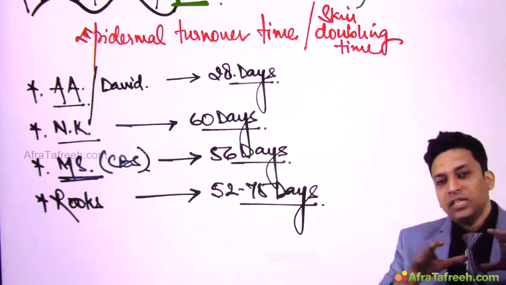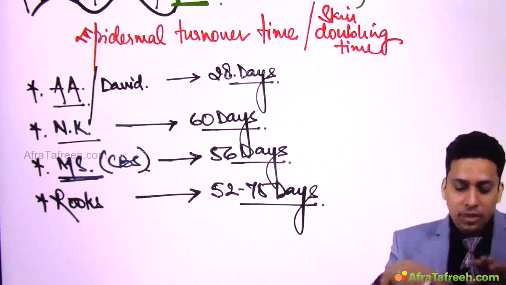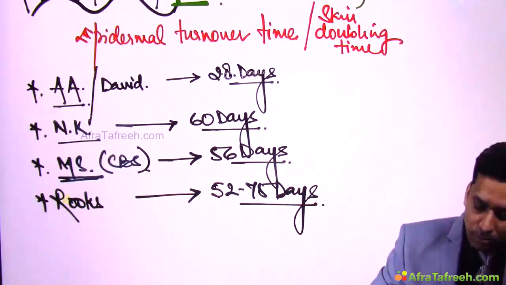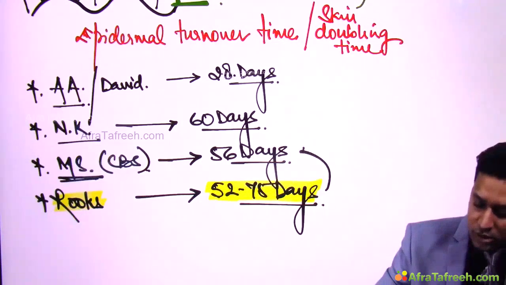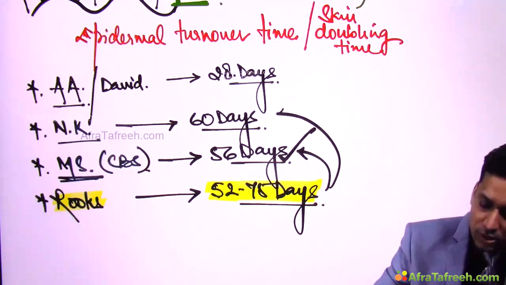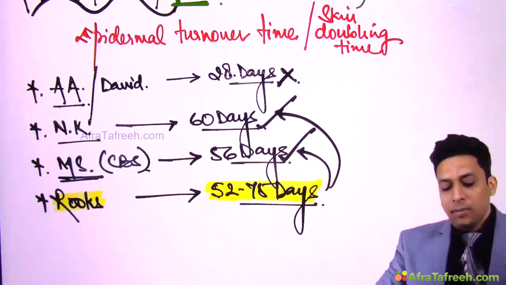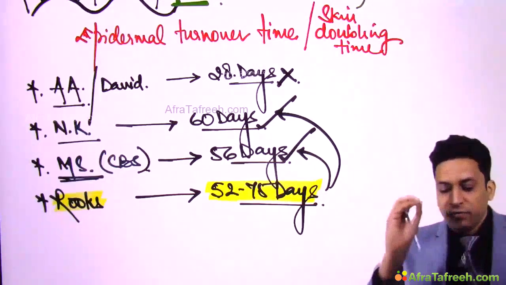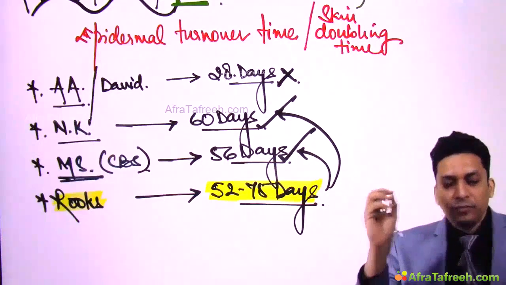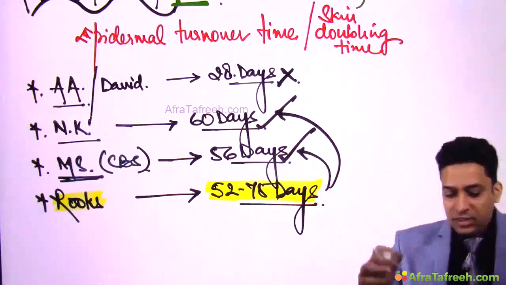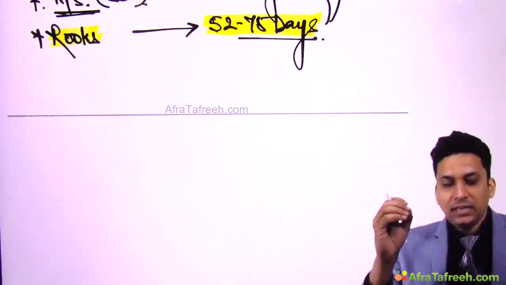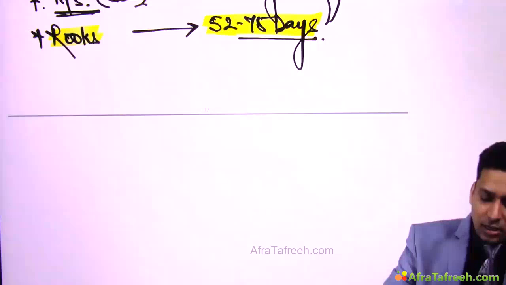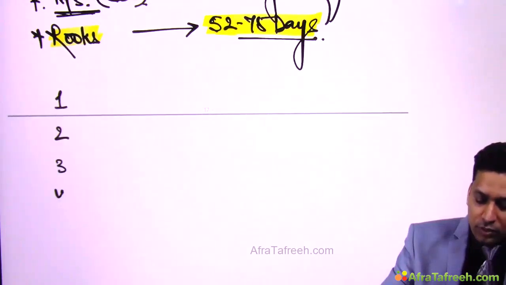So in different books and different guides, you will get different numbers, okay? But I would suggest you to remember this, that is 52 to 75 days. This also falls in this range, so this is correct. This also falls in this range, so this is correct, but this is not correct. Okay, so remember that epidermal turnover time is 52 to 75 days. If specifically asked, you can mark 56 days. The confusion arises because in one of the guides this question is there that epidermal turnover time is, and the options are 1 week, 2 week, 3 week, 4 week.